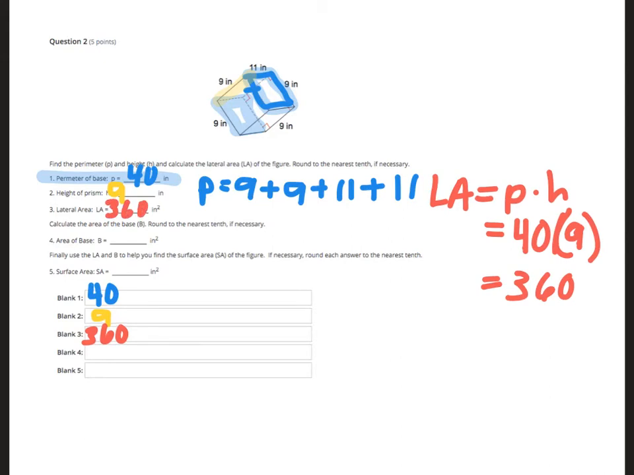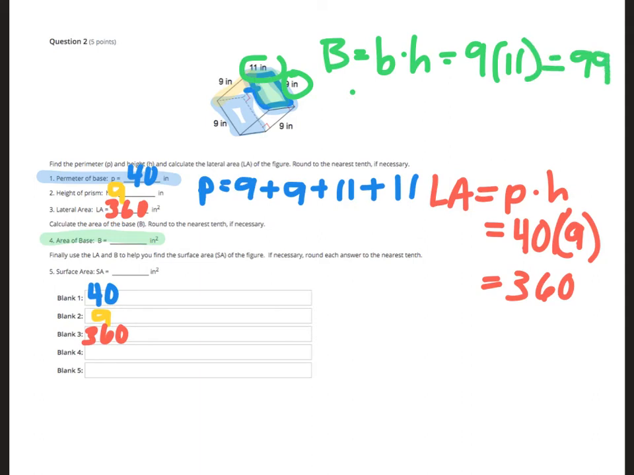Now, once we've found our lateral area, we have to start to find our surface area. But before I do that, I need to find the area of our base. We want to know how much space is inside this base up here. Since my base is a square or rectangle, we're going to do base times height for the formula, little b times little h. Again, we're using these two numbers here, 9 and 11. So 9 times 11 equals 99, and that should be the area of your base. That would be your answer for part 4, 99, 99.